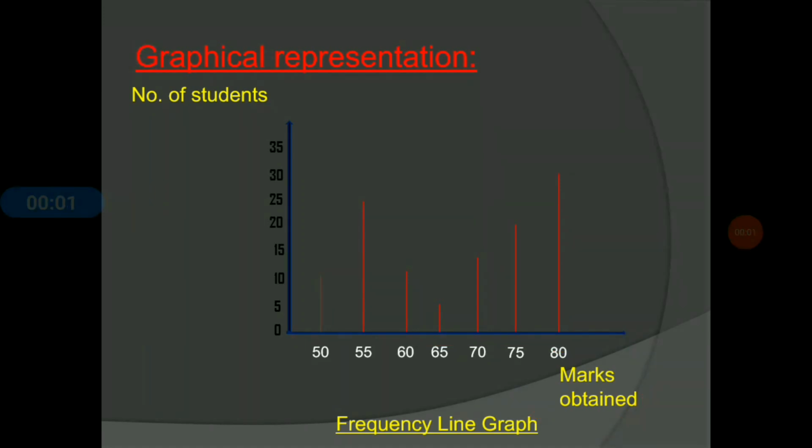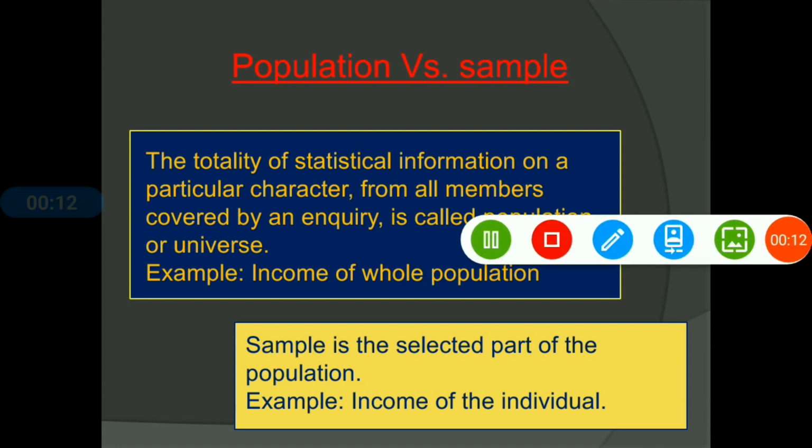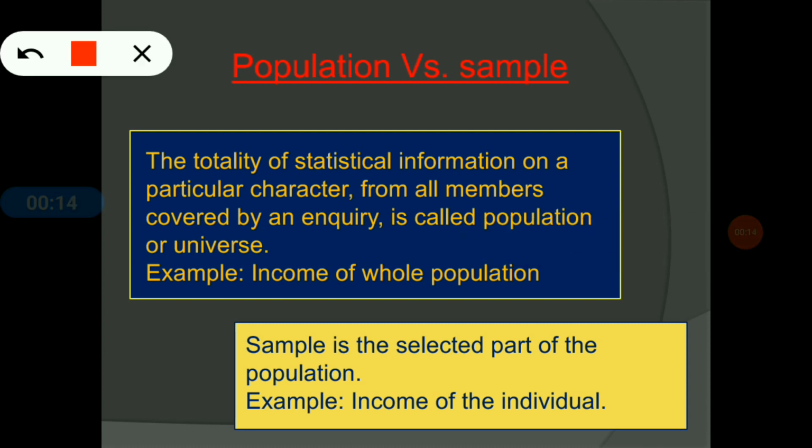So now learner, move on to the next slide, where we can see the most important concept, population versus sample. At first we have to know what we mean by a population. Population is the totality of the statistical information on a particular characteristic. That means the whole thing is called the population or universe. For example, the income of the whole population. Clear? Now go to the sample.